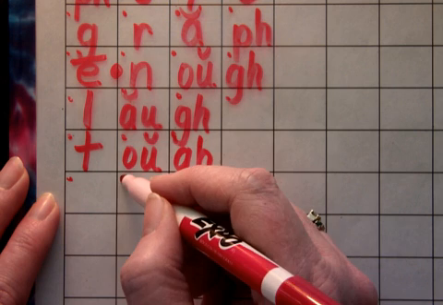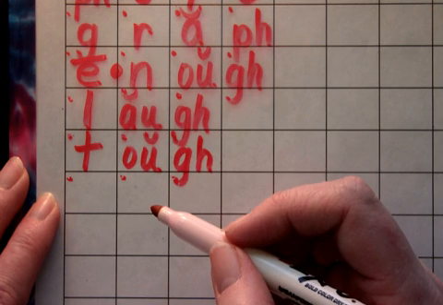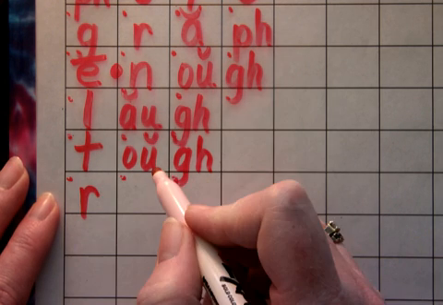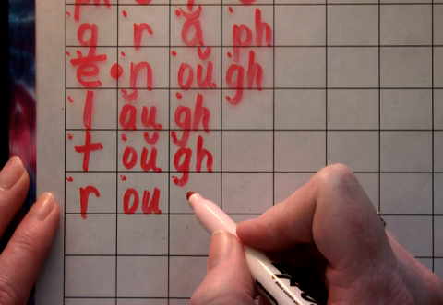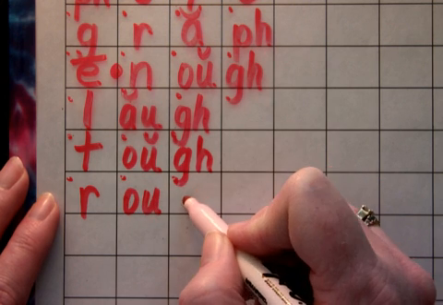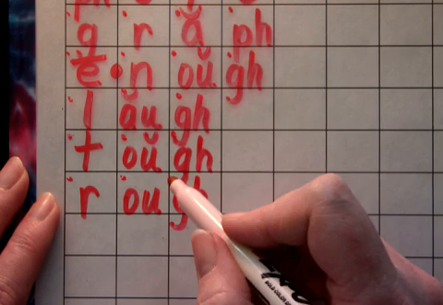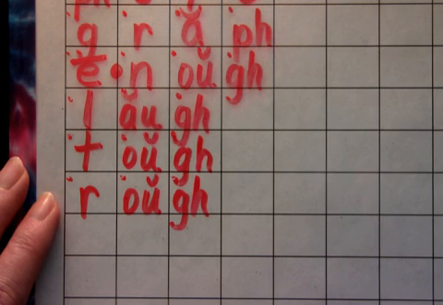The next word is rough. R, f. The concrete was very rough. R is the OU vowel team. And f, spelled with a GH. Rough. The vowel sound is the short U sound. Rough.